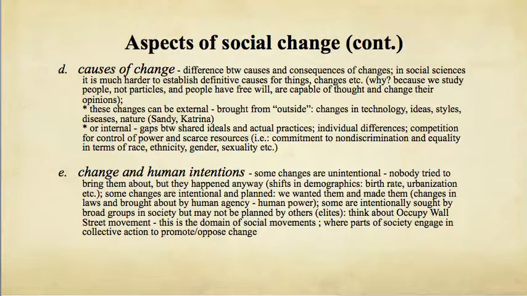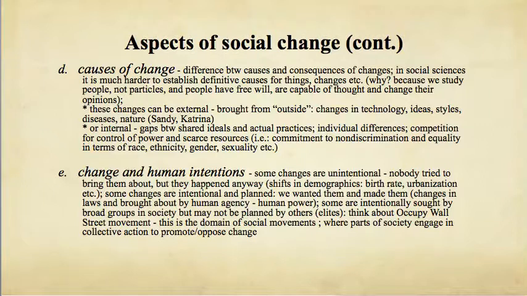There's competition for control of power and scarce resources. For example, the idea of a commitment to non-discrimination and equality in terms of race, ethnicity, gender, and sexuality. Those were changes that came from inside, right? We as society decided that it is not okay to discriminate against people on these bases.